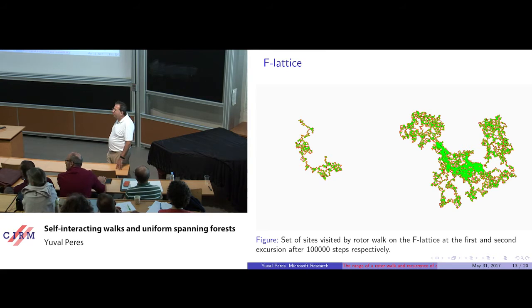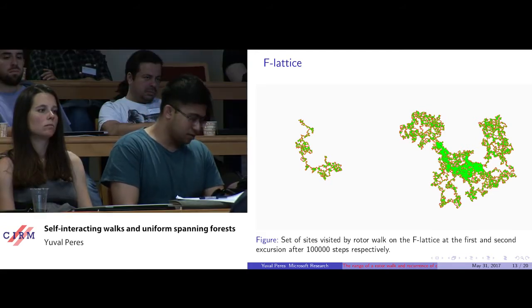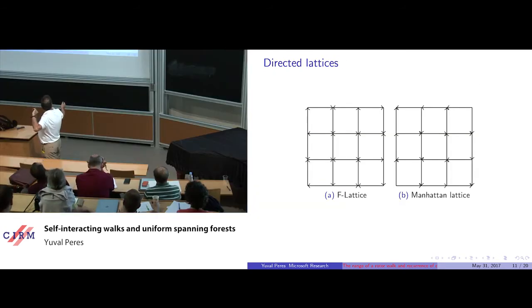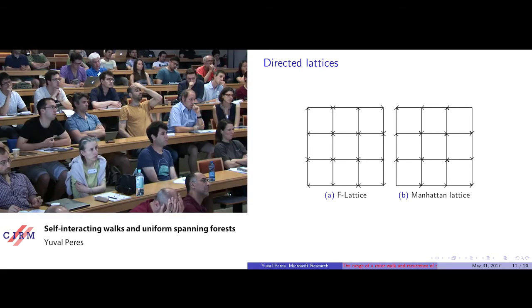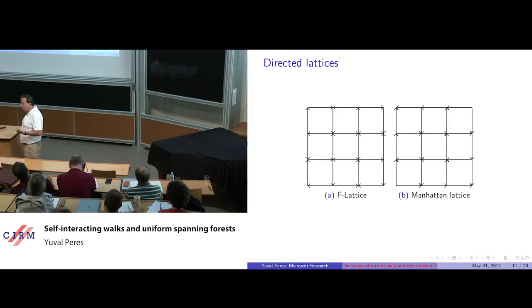So, the lattices are only referring to the initial condition? No, the lattices are referring to the underlying graph. Thanks, I should explain this more clearly. This is the full graph. Instead of working on Z2, we're working on this graph. And if a vertex has two outgoing edges, then the rotor walk initial condition will just choose uniformly among these, and then it will just alternate between these two.